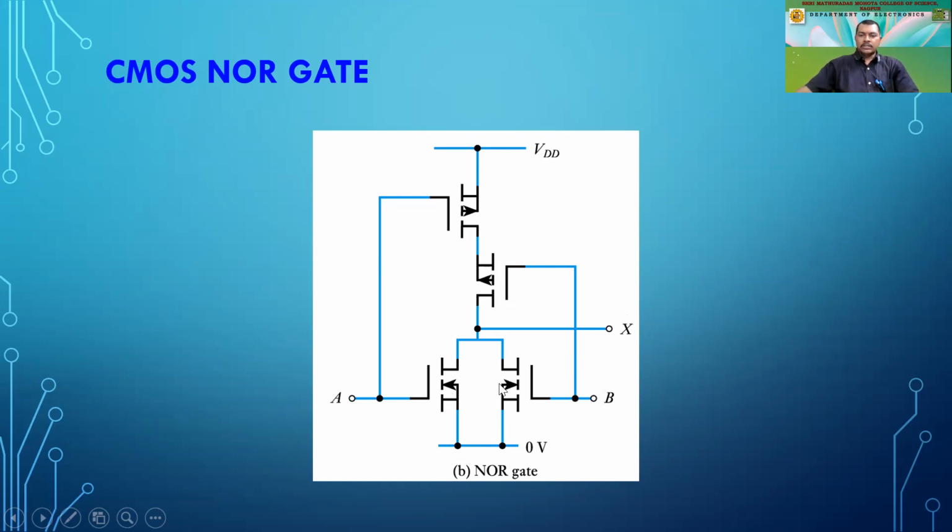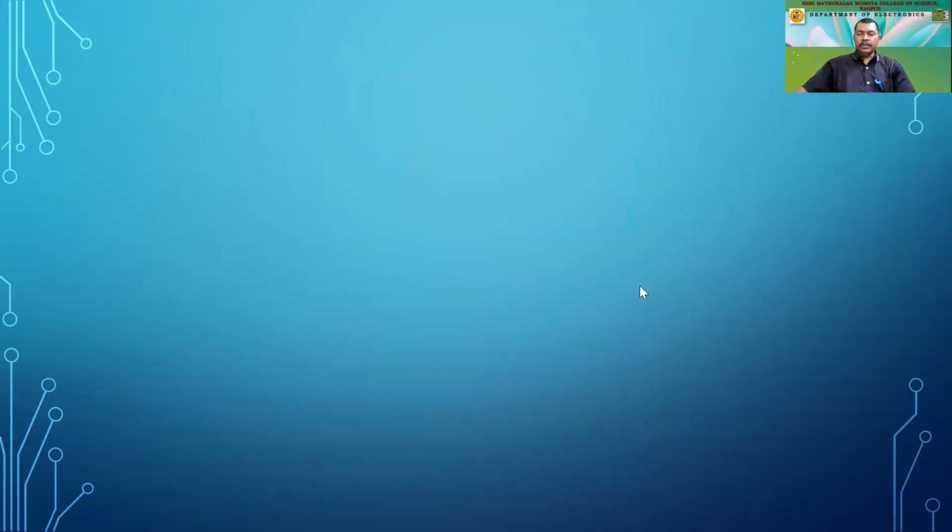Similarly, if either one of the inputs is high, then one of the parallel transistors is going to be in the on state and one of the series transistors is going to be in the off state. So the output is indirectly connected to the ground, and the output will be low, right?